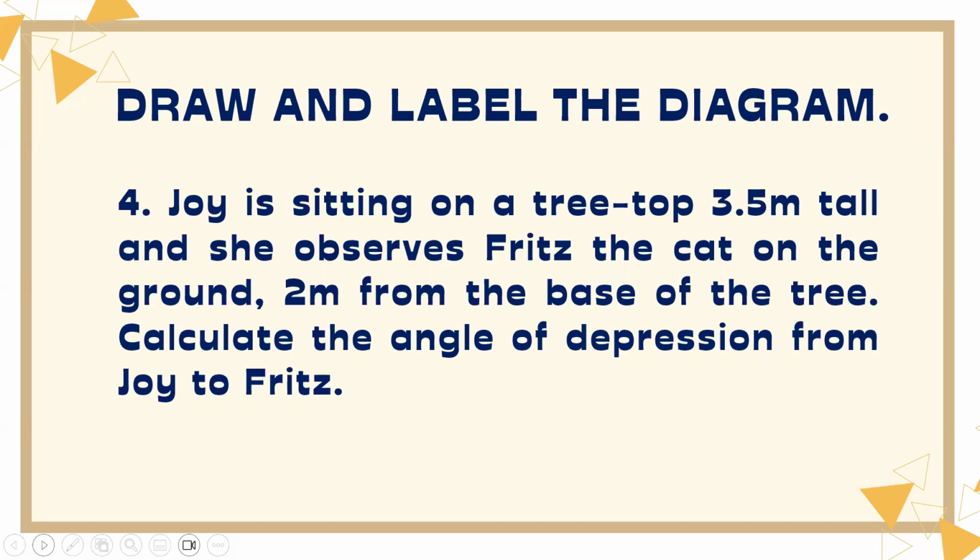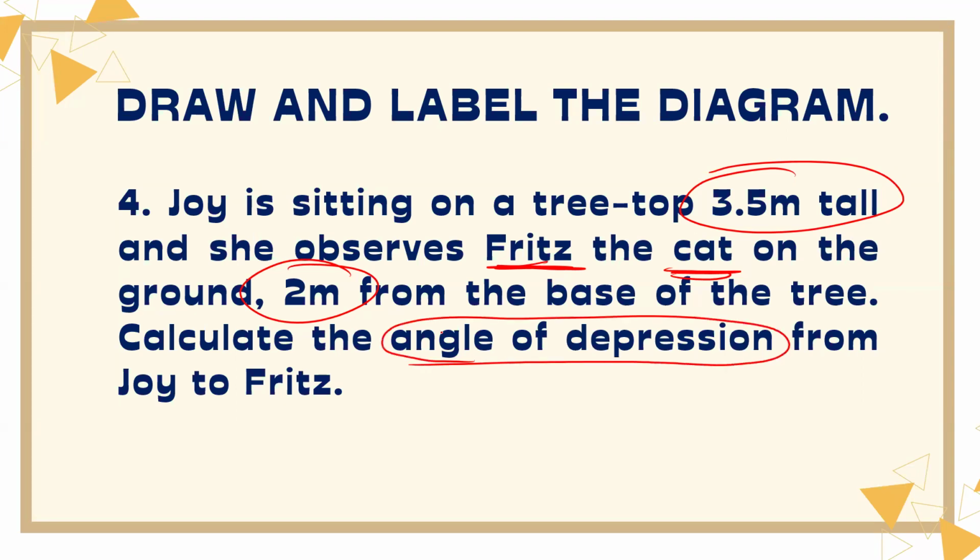Number 4. Joy is sitting on a treetop 3.5 meters tall, and she observes Fritz the cat on the ground 2 meters from the base of the tree. Calculate the angle of depression from Joy to Fritz. So let's identify the given. You have a 3.5 meter tall tree, and the cat is 2 meters away from the base of the tree.